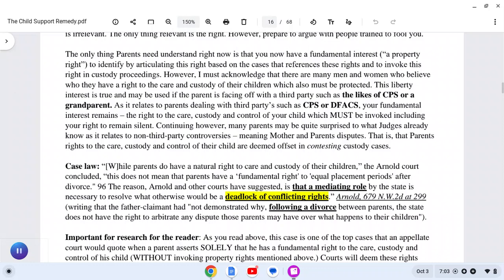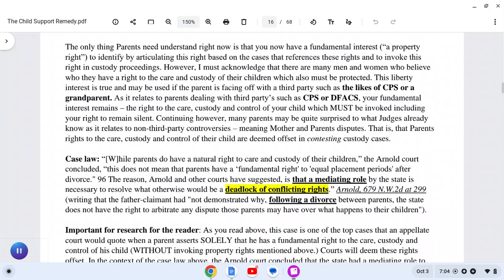However, I must acknowledge that there are many men and women who believe they have a right to the care and custody of their children, which also must be protected. This liberty interest is true and may be used if the parent is facing off with a third party, such as the likes of CPS or grandparent, something like that. In Alabama they call it DHR, the Department of Human Resources. As it relates to parents dealing with third parties, such as CPS or DFACS, your fundamental interest remains the right to the care, custody, and control of the child, which must be invoked, including your right to remain silent.